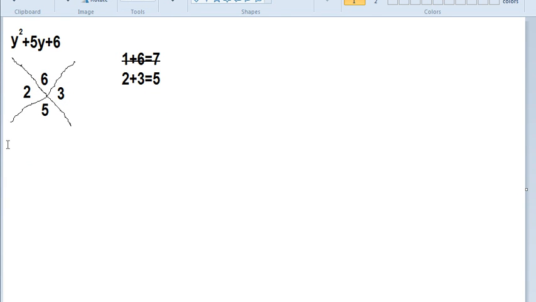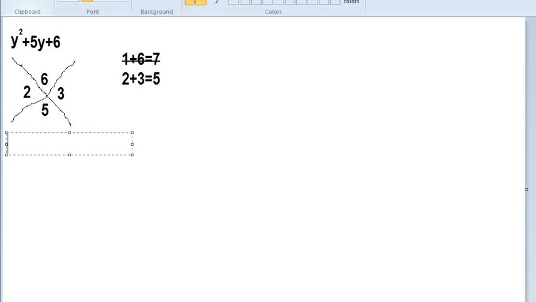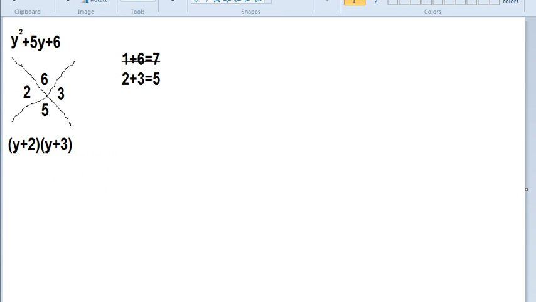Okay? And then after that, since a equals 1, we're done. We're just going to come here and put our answer, which is y. You start with a parentheses, and you put y plus the first thing you found, 2. And here, order doesn't matter. Y plus the second number, 3. You could have put y plus 3, y plus 2. It would be just as correct. Okay? So that is the answer for your first trinomial.